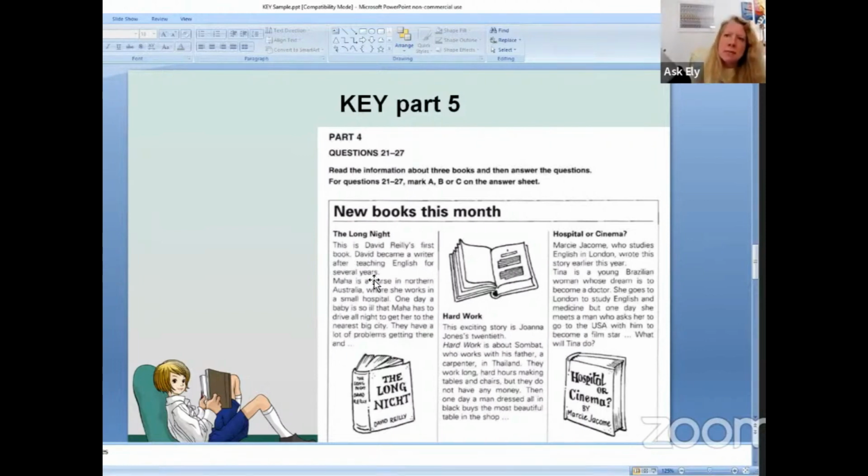So skim, skim, skim, stop. Do you see the word? Maya has to drive all night. Is that a long journey? If you drive all night? Yeah, exactly. Now, if you're not sure if that's the right answer, remember you can skim.